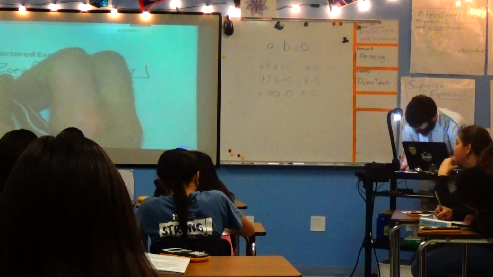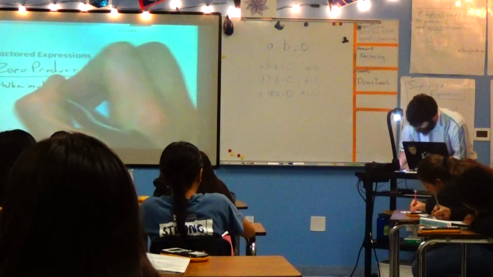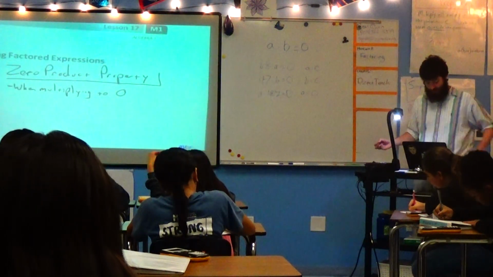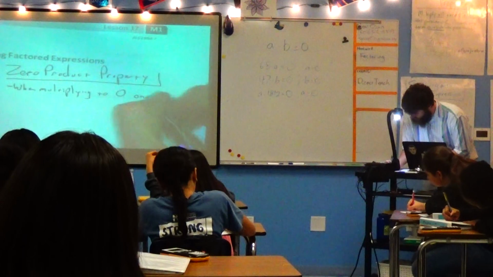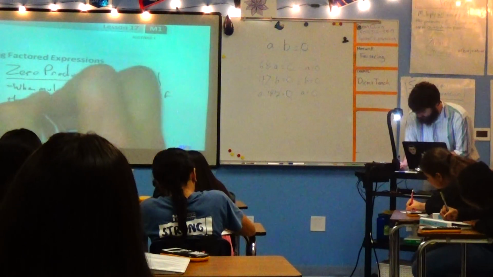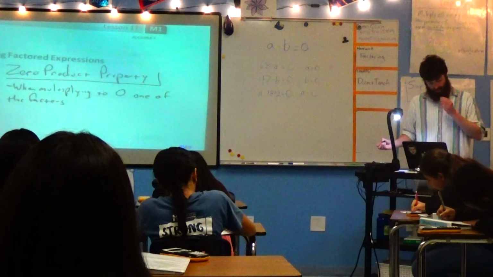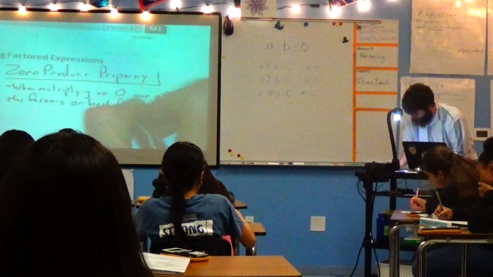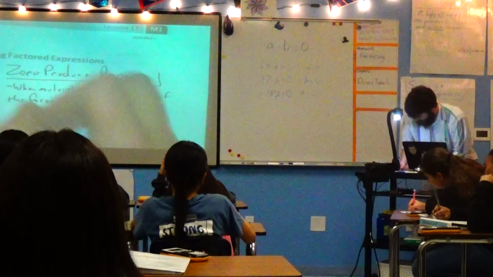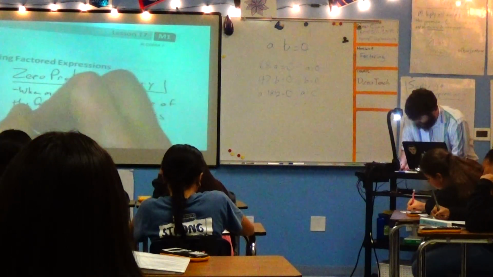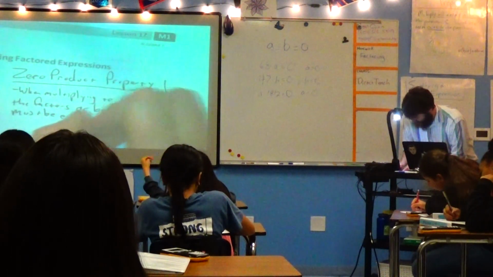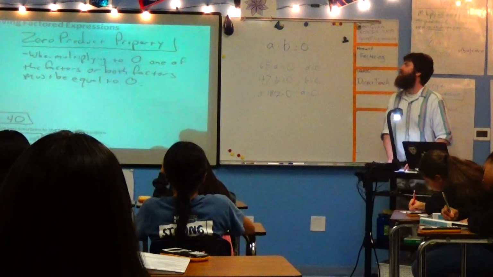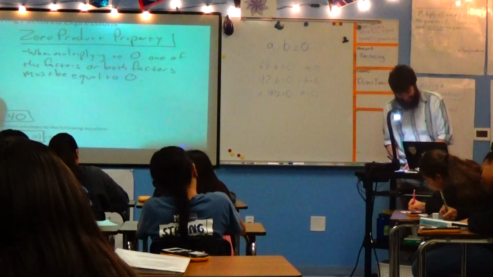Alright, so when multiplying, when our product is 0, one of the factors, or both factors, must be equal to 0. So that's it in a nice, maybe not super nice, but a sentence at least.